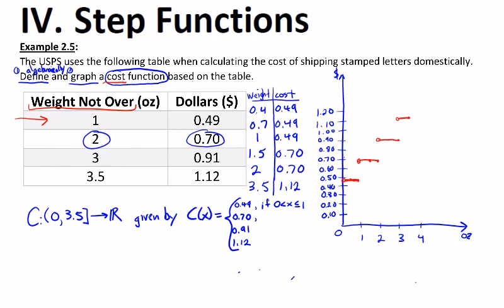And we can do the same thing for 70 cents. That's going to be 1 less than x less than or equal to 2. So any weight that's between 1 and 2, including 2, would cost 70 cents. 91 cents will be between 2 and 3, including 3, and then $1.12 will be any weight value between 3 and 3.5. And that gives us the algebraic definition for this function.